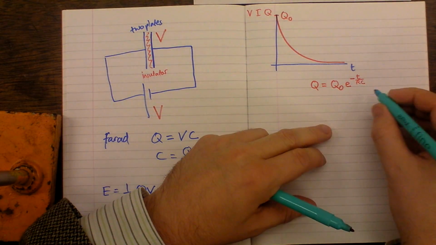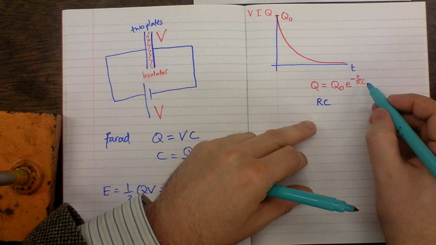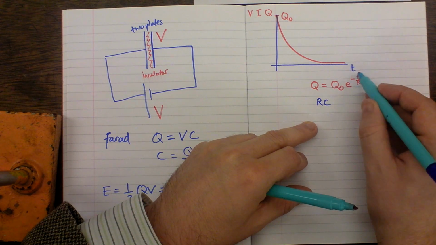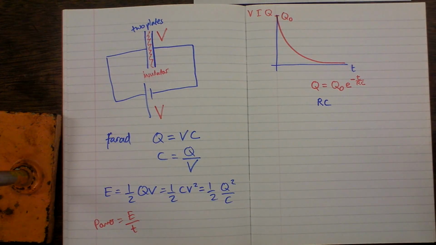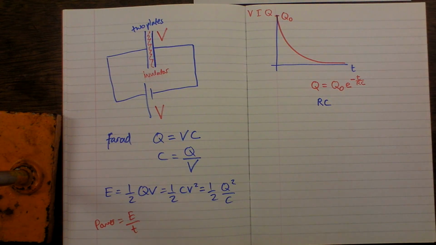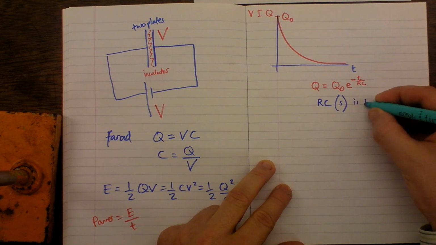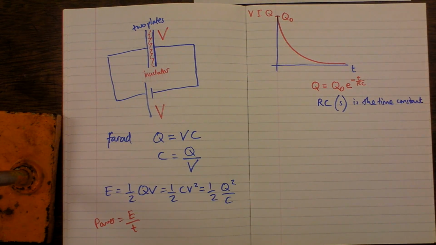RC is a very useful thing to consider. This must have units of seconds, because this whole exponent must have no units at all. So if this has units of seconds, this must also have units of seconds. So RC has units of seconds, and we call it the time constant of the circuit. It is the thing about this circuit that determines how fast our capacitor discharges.